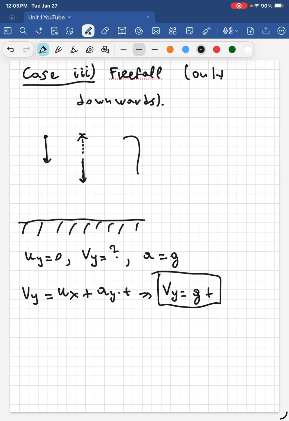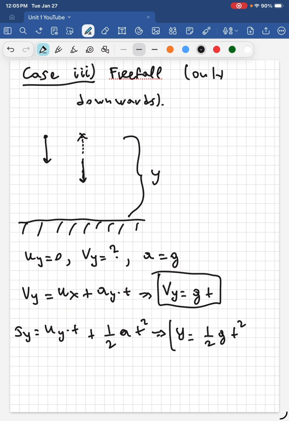We can find this height, let's call it y. We can find this by using s_y equals u_y times t plus 1/2 a t squared. Therefore, y is 1/2 g t squared. And another quantity we can also find is v_y.